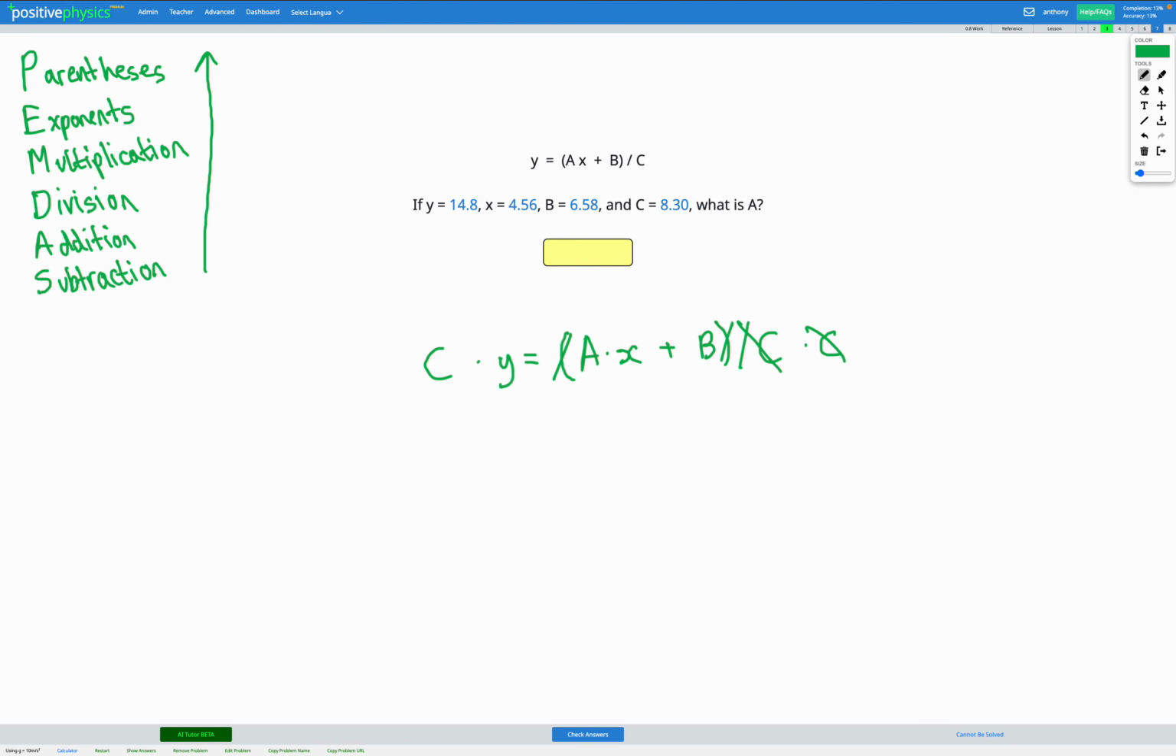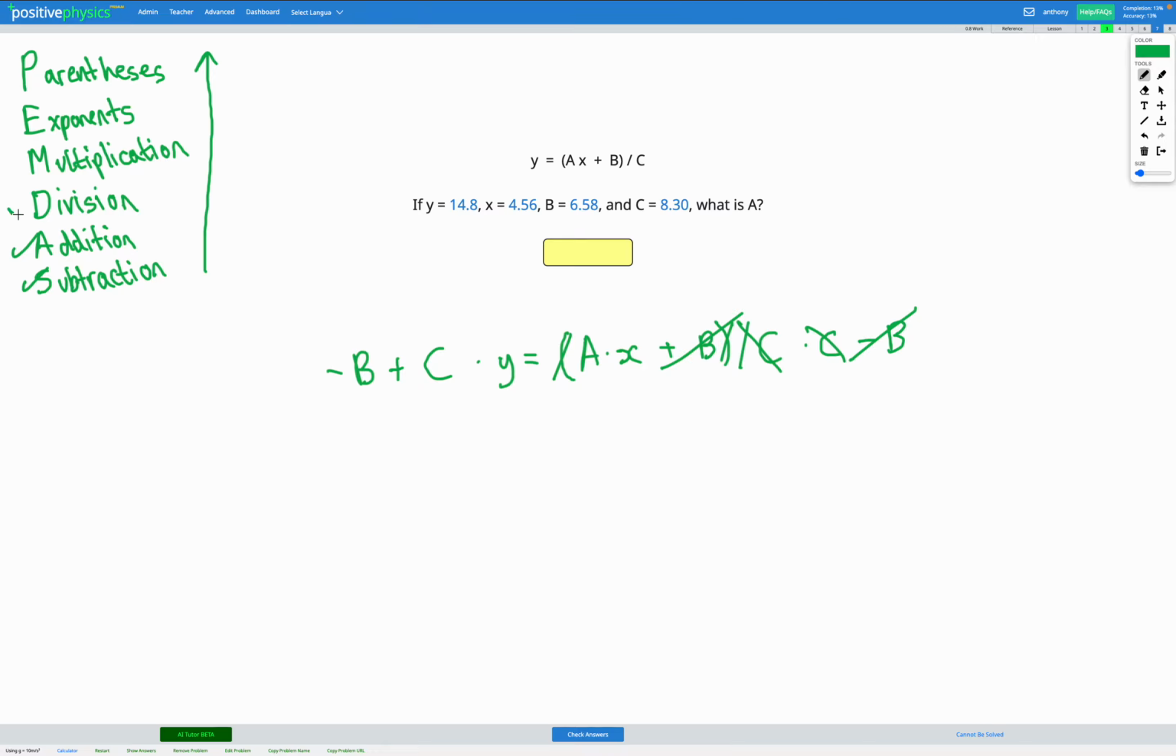Now we can start again working up from the bottom of PEMDAS. So after you've worked on your parentheses and gotten rid of that, you can start again from the bottom. So we don't have any subtraction on the right-hand side, but we do have addition. So I want to get rid of my plus b. To do that, I'm going to just subtract b on both sides. So my plus b and my minus b are going to cancel on the right-hand side. Now I'm just left with a multiplied by x.